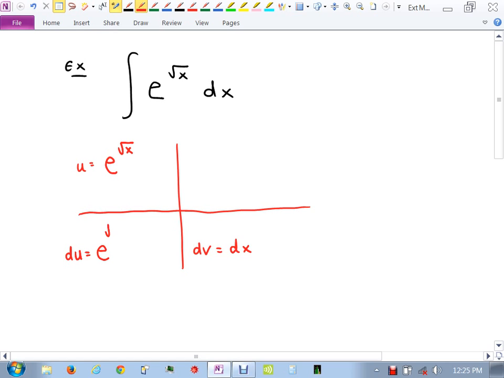Itself, e to the square root of x times 1 over 2 root x dx. And what's dv going to be? I'm sorry, not dv, v. V is going to be x. What's your uv minus integral v du? Well, what's v du going to be? What is my v du going to be?